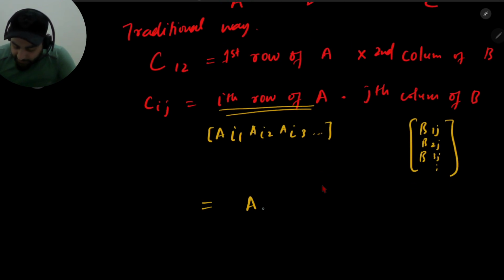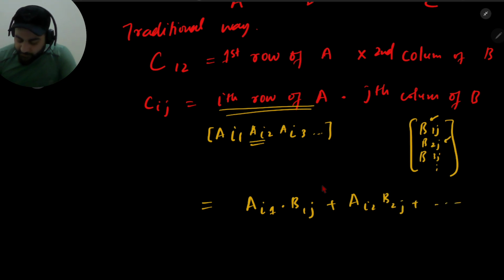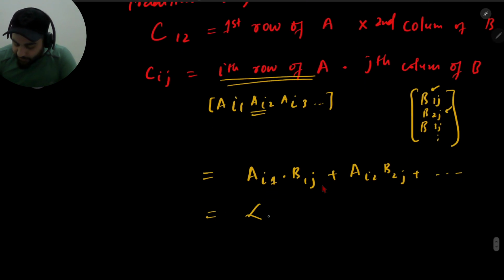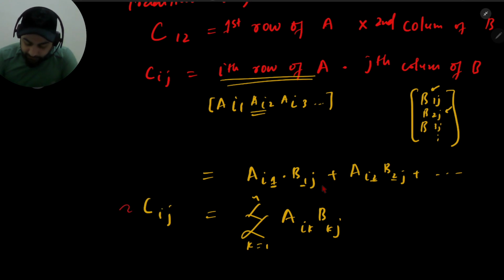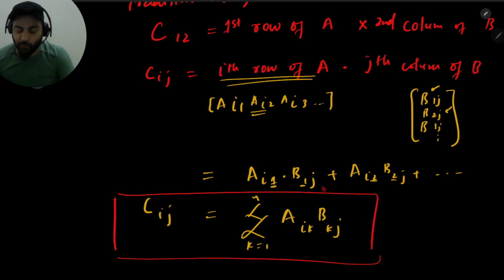So I can write a_i1 multiplied by b_1j plus, take the second entry a_i2, and then this b_2j plus, and so on. Here I can write it in a succinct way: summation of a_ik times b_kj, where k goes from 1 to n. So this is the entry C_ij. Is it clear? This is the succinct way if I want to get one entry out of this.